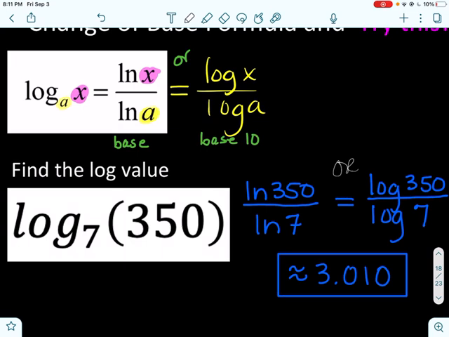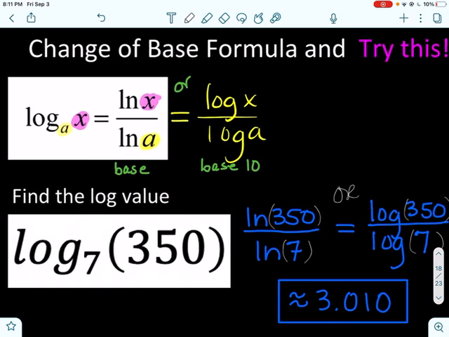Now check this out with your calculator, but be careful that you close your argument in your logarithms each time, because sometimes you can make a mistake if you say ln of parenthesis 350 divided by ln of 7. Your argument for your numerator would be one expression, ln of the quantity 350, divided by ln of 7. So make sure you put the parentheses around the expression before you hit the divide key to make the quotient, okay? So that's the change of base formula.